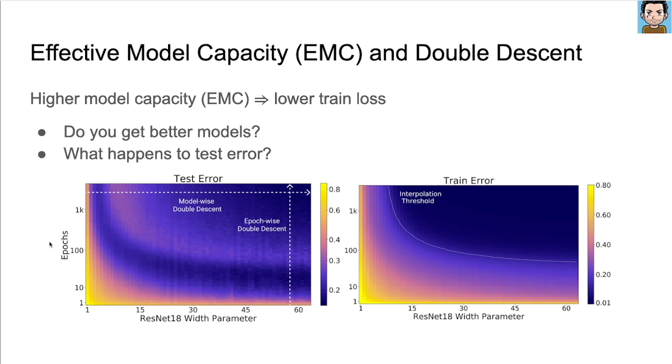However, it's a different story for the test error as shown on the left figure. As the number of parameters increases, the test error decreases first, and then it increases, and then it decreases again. Similarly, if you follow this vertical line, as the number of epochs increases, the error decreases first, and then it increases, and then it decreases again.